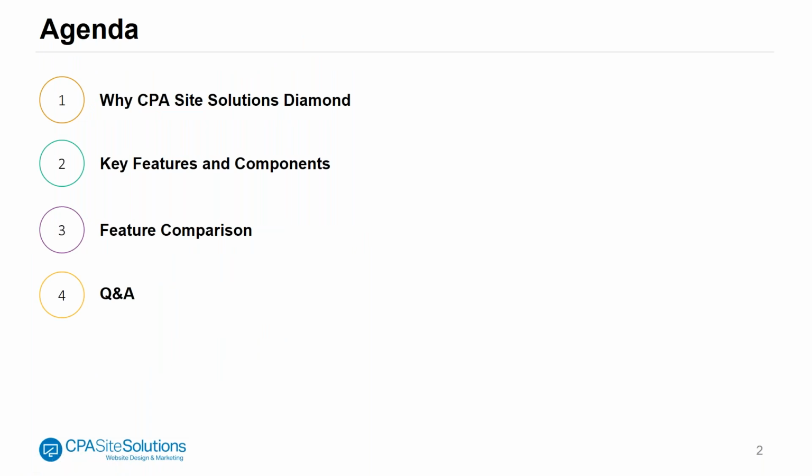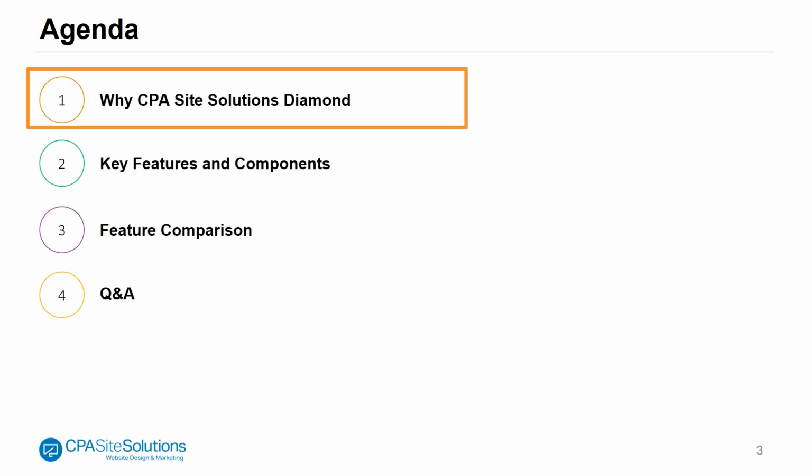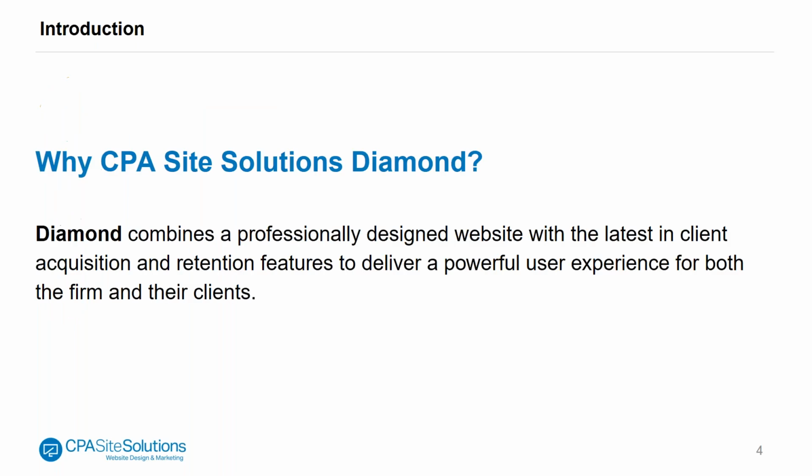Just so you know, this is not a very long webinar, just three little areas. Why do we have CPA Site Solutions Diamond? What are the key features? I might do a quick feature comparison between the different levels. Some of our clients, including you, may not even know what level you're using, and we have a number of different options for providing features to our clients. And then I'll take some questions and answers. I don't expect this to take more than 20 or 30 minutes, but hopefully you'll be able to get a lot out of that during this period of time.